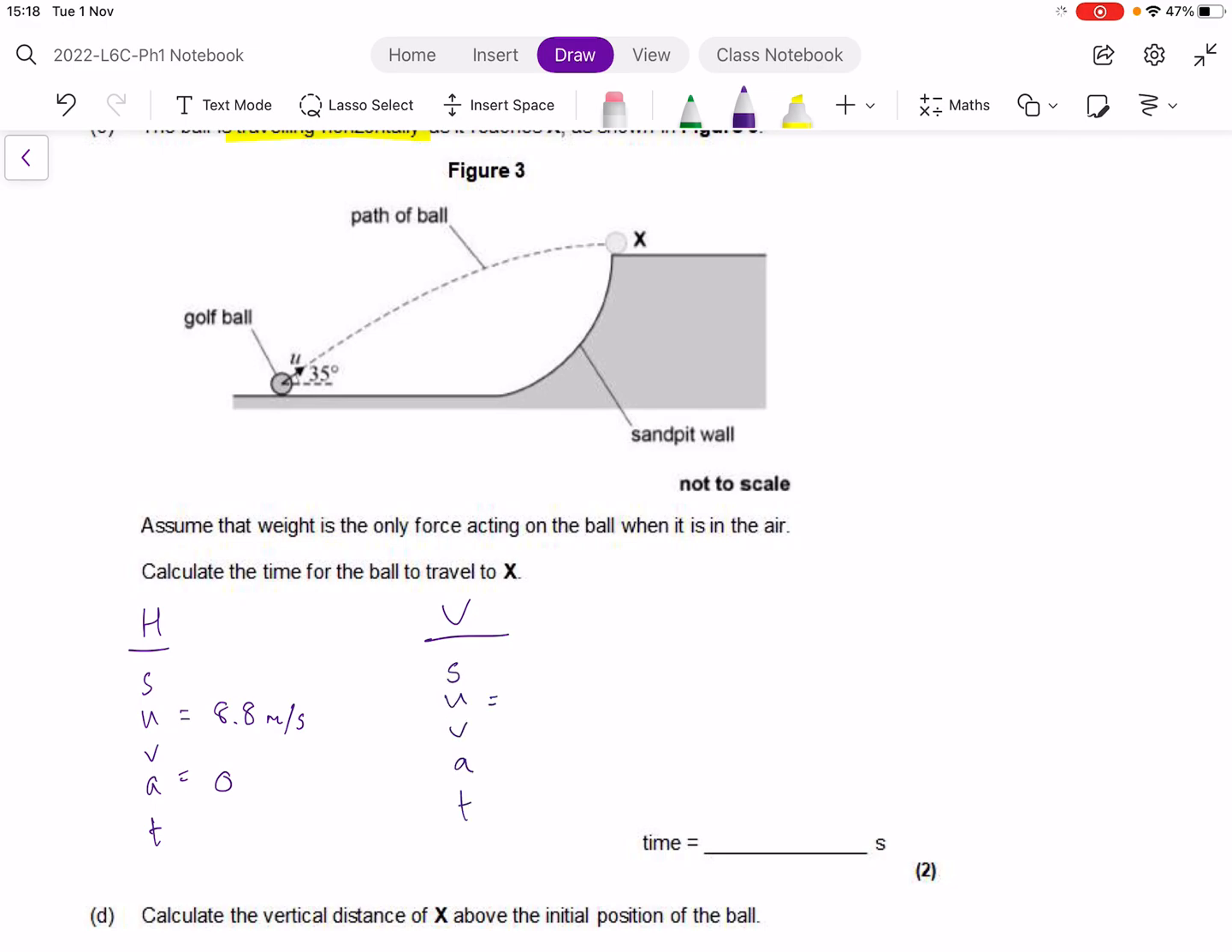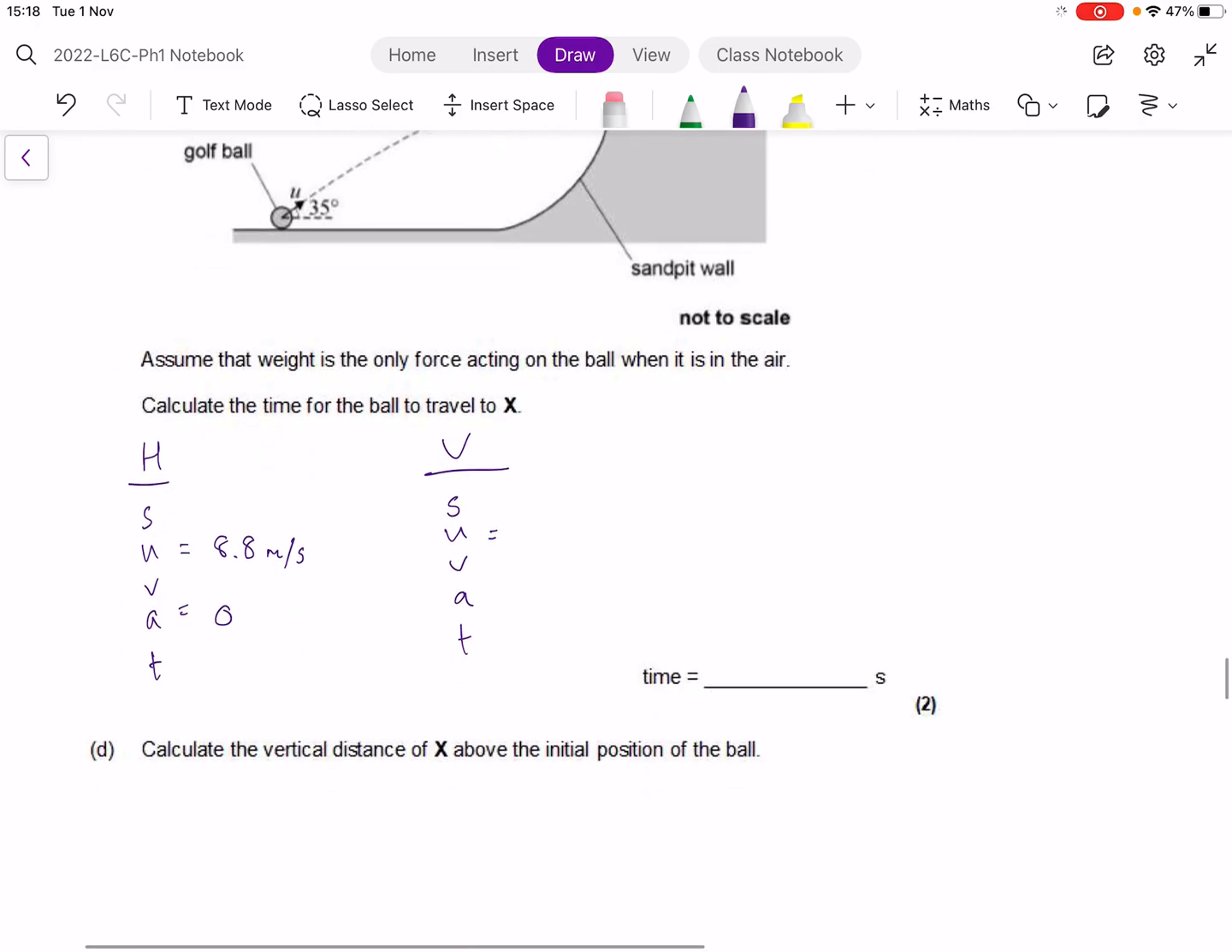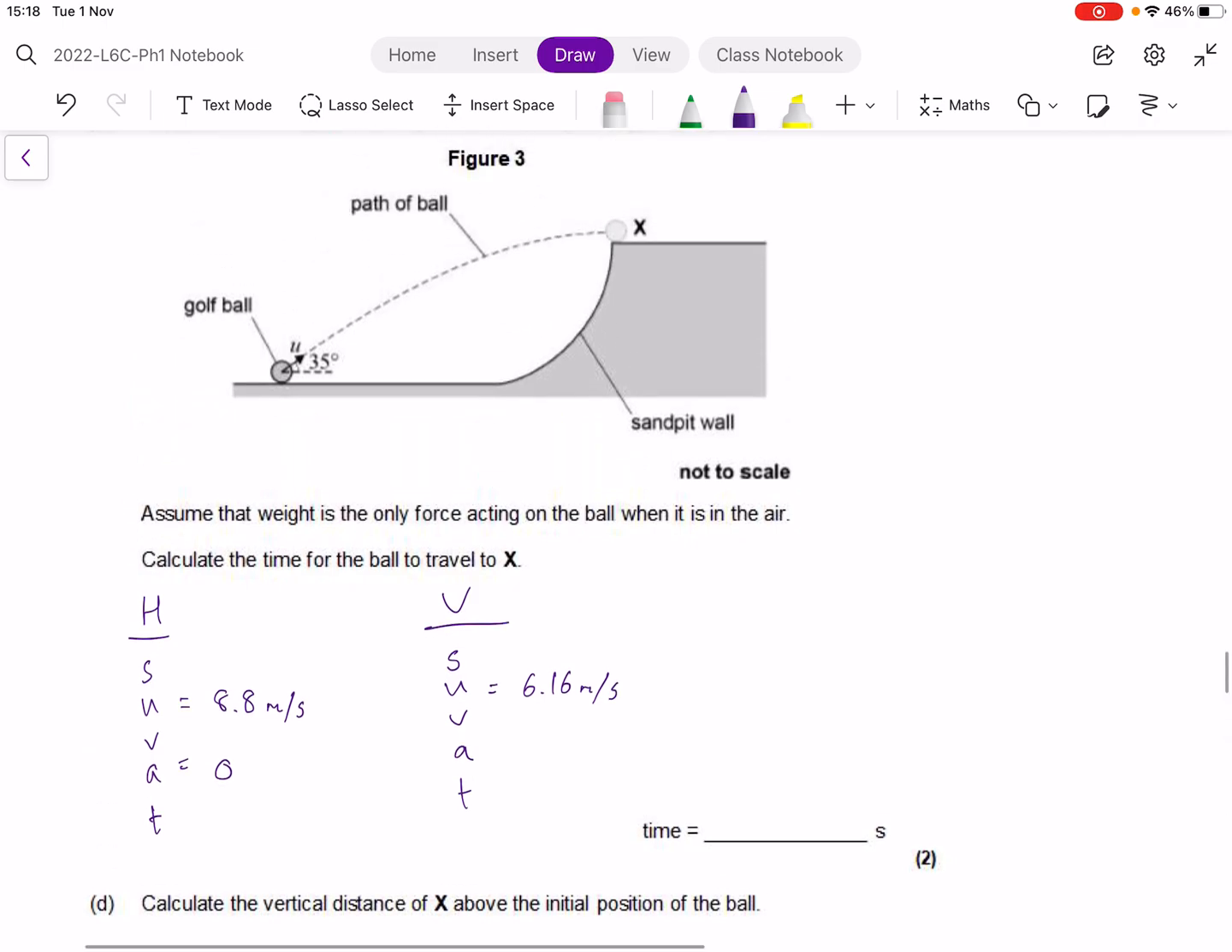We know that this vertical is about 6. I'll use 6.16 meters per second. And here's the trick. If it's only traveling horizontally, then its vertical velocity at this point must be 0. Acceleration due to gravity is minus 9.81. Again, I've chosen upwards as a positive direction. And we need to find time.